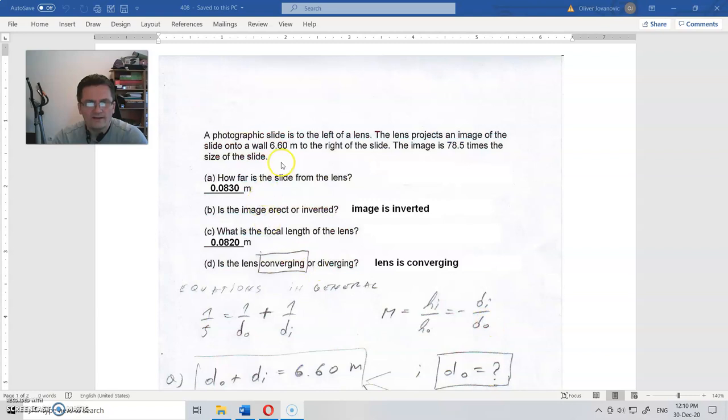Or that is equal to minus distance to the image divided by distance to the object. So, under A, distance to the image plus distance to the object is 6.60 meters.